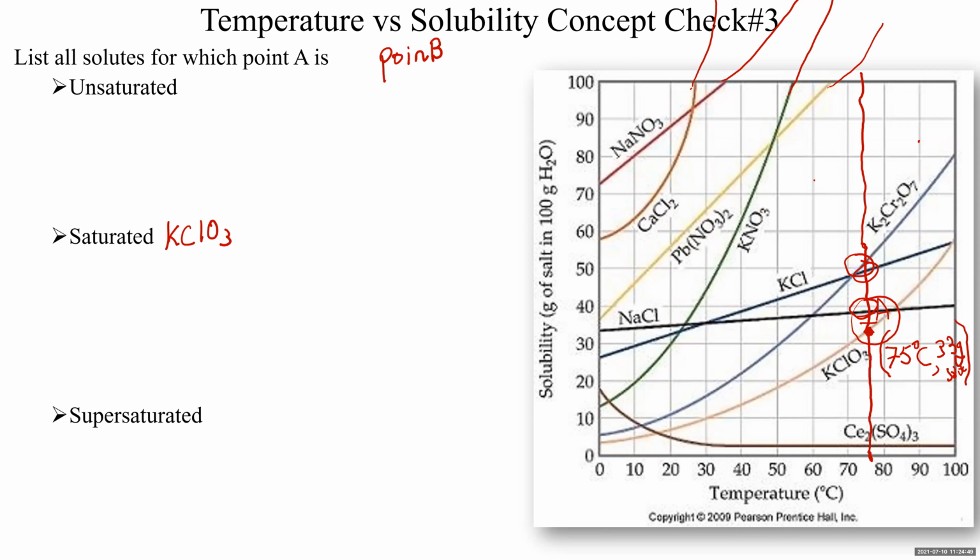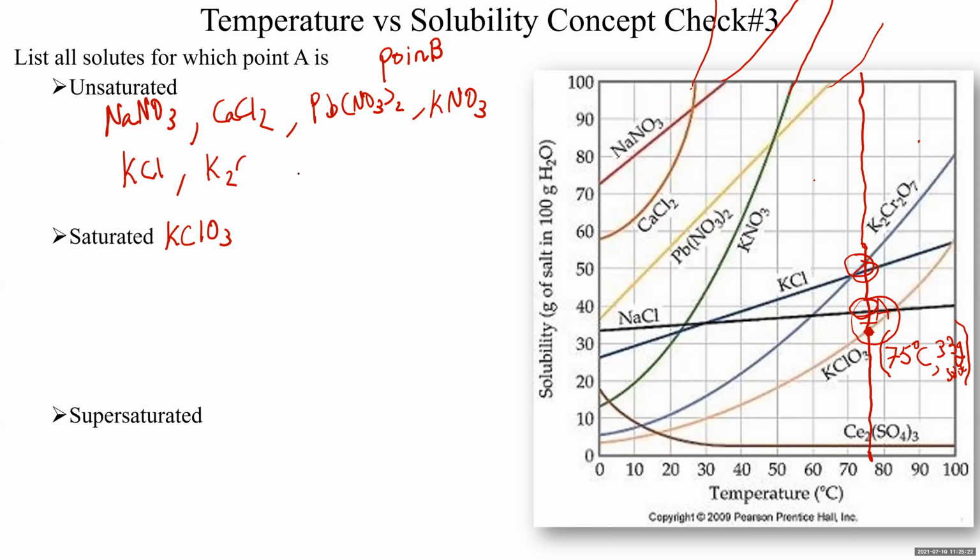So let's just start from the top. Unsaturated would be sodium nitrate for point A. Sodium nitrate, calcium chloride, lead nitrate, potassium nitrate, almost all of them. That's why I didn't want this. I wanted to put this point further up, but, well, vagaries of PowerPoint, undoing what I do. Potassium dichromate. There are too many. K2Cr2O7. What other graphs? I made a bit of a mess here. Hold on. Potassium dichromate, KCl.